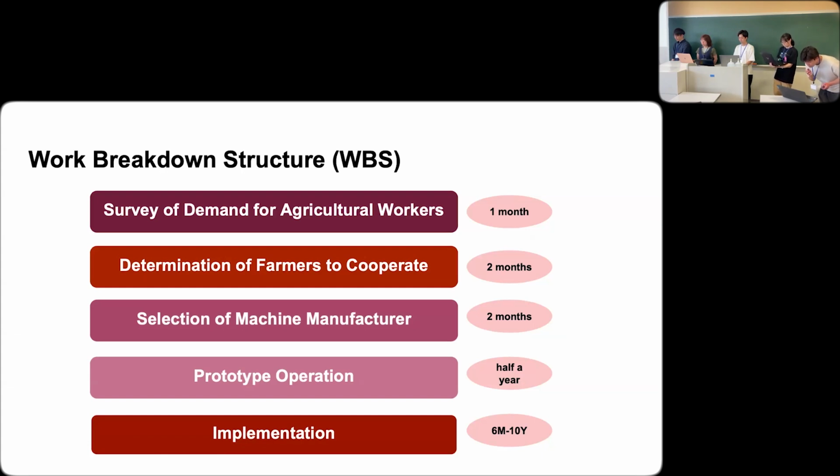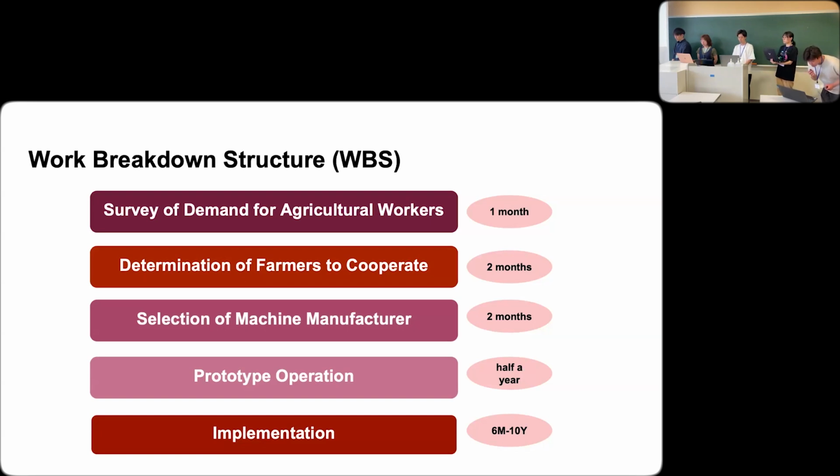Leveraging agricultural workers for snow removal. It includes a survey to assess demand for agricultural workers taking 1 month, followed by identifying and selecting participating farmers over 2 months. The next step is choosing a suitable machine manufacturer, which also takes 2 months.